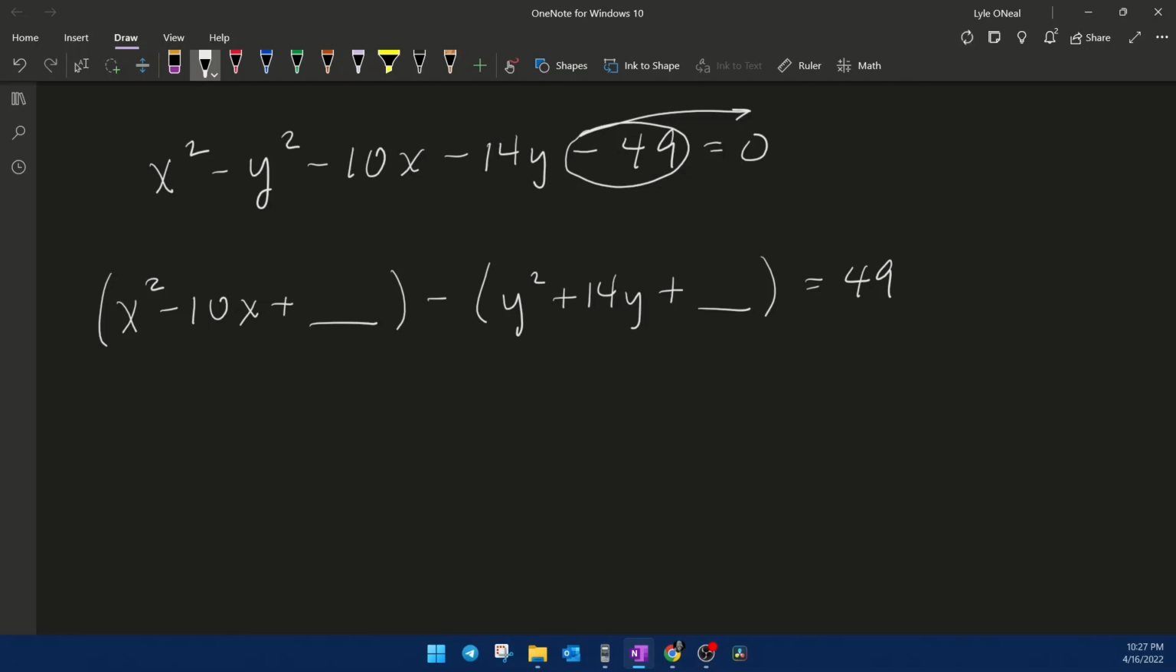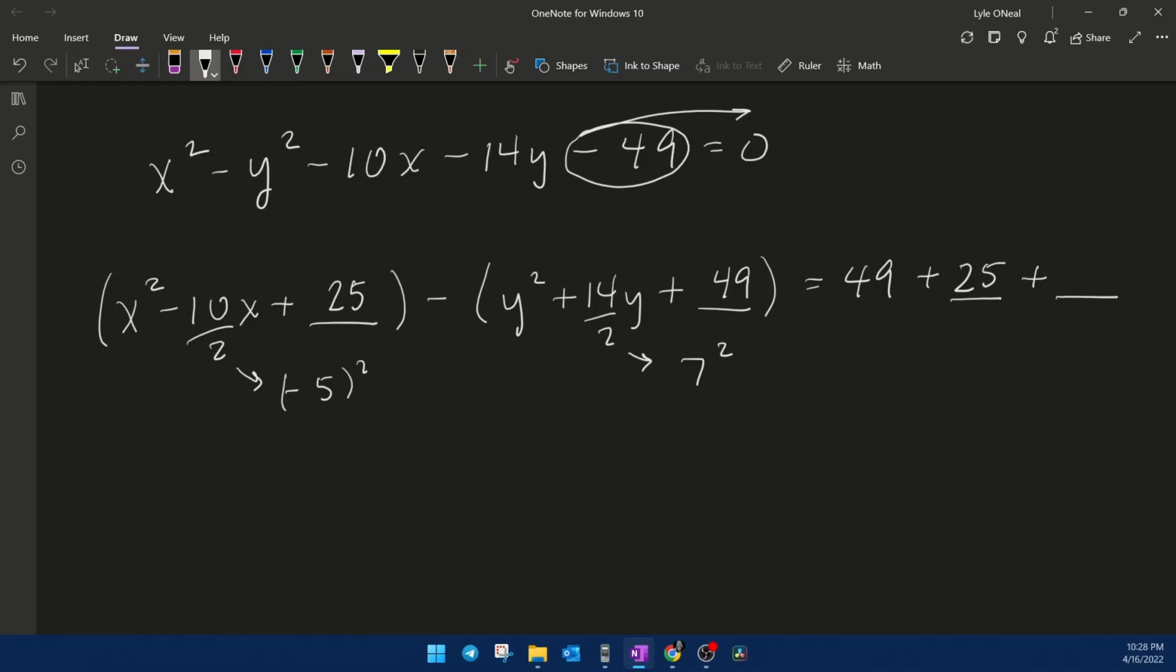And whatever we add to one side, we're going to have to add to the other. So we're going to add two blanks on the other side. And now to complete the square. Taking half of negative 10 is negative 5. That number squared is 25. And then taking half of 14 is 7. 7 squared is 49. Now, to account for what I added, I did add a plus 25. So I need to add a 25 to this side.